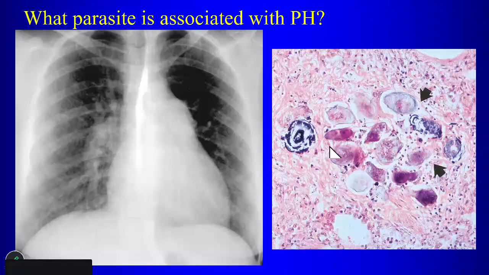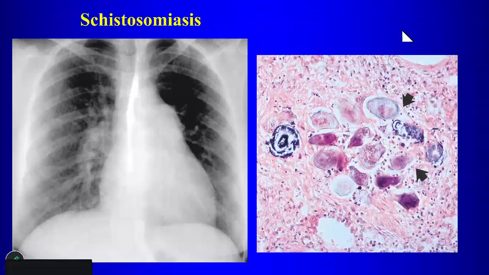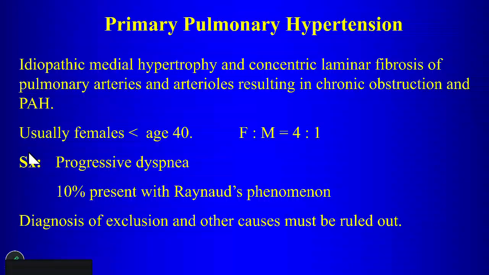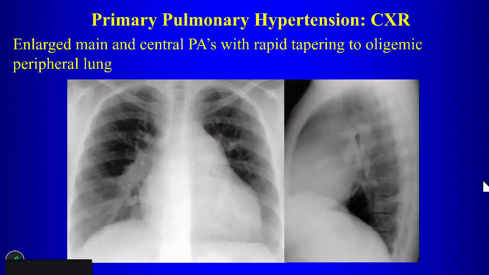The parasite associated with pulmonary hypertension is schistosomiasis, right? That can also give you pulmonary hypertension. Idiopathic pulmonary hypertension, big central pulmonary arteries. This is a diagnosis of exclusion, so you have to rule out everything else. Usually younger females, progressive shortness of breath, can be associated with Raynaud's. It's a diagnosis of exclusion.